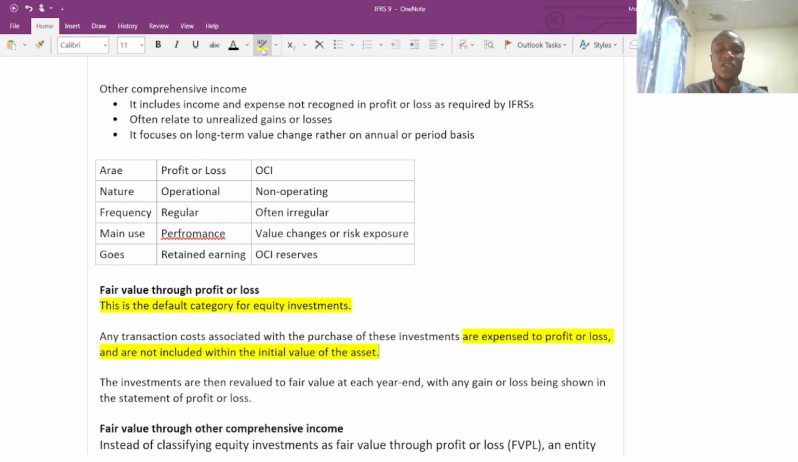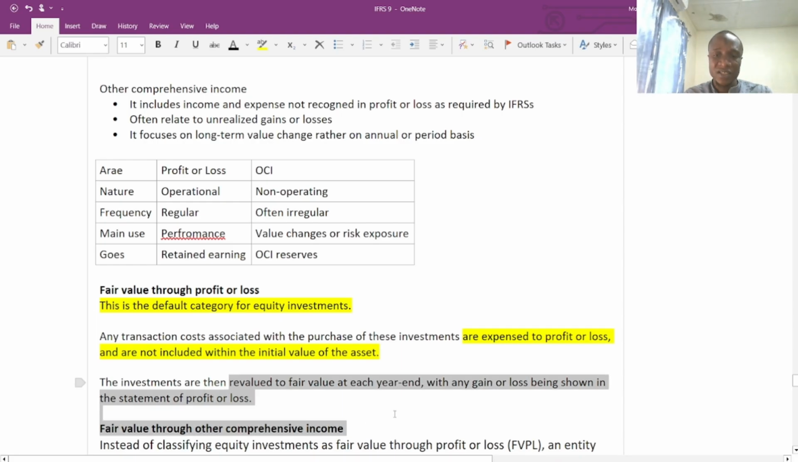The investments are then revalued to fair value at year end. So on an annual basis, we are going to revalue the investment. We are going to revalue the financial assets with the gain or loss shown in the statement of profit or loss. So this is the reason why it is called the fair value through profit or loss. It means if the investment value appreciates, then we are going to account for that appreciated value in the statement of profit and loss. Also, if the fair value of the asset decreases, then we are going to account for the loss in that particular investment. So this is the concept.